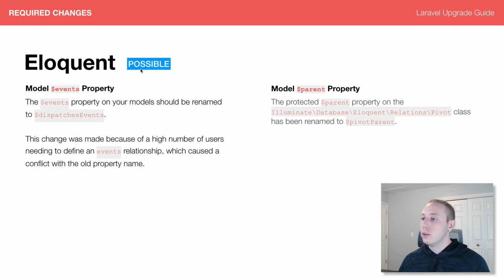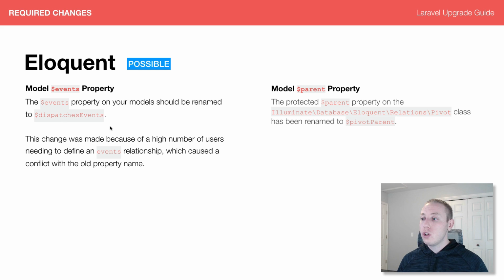This one's possible. This one's actually kind of common, almost between common and possible. If you're using events, you definitely are going to run into this problem. So the events property now inside of your model has been renamed. It's no longer events. It's now called dispatches events. So anywhere that you have set up events to be dispatched inside of your model, you've obviously got your events property set up. You need to rename that property to be dispatches events because that's what Laravel's looking for now.